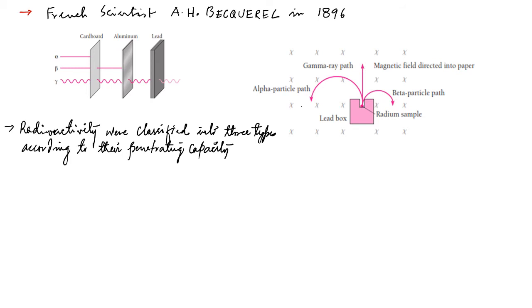So the radiation coming out of radioactive material was studied to see what its properties and charge are. Three types of radiation come out of a radioactive material, and these were classified firstly based on their penetrating capacity. As you can see, we have a cardboard here, an aluminum sheet, and a lead sheet.